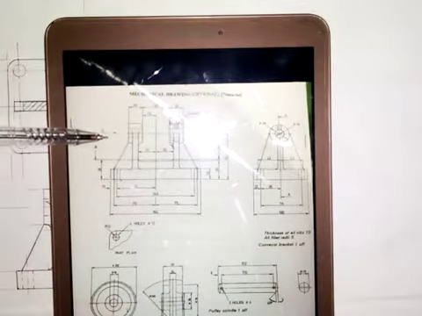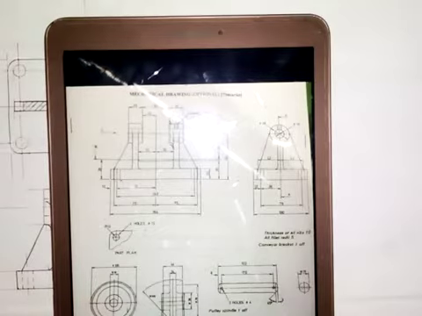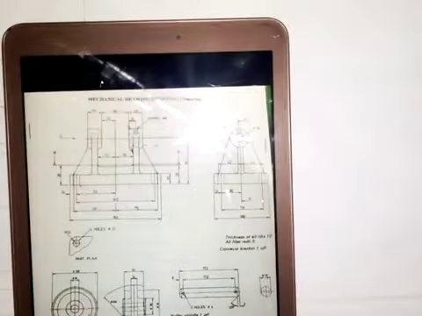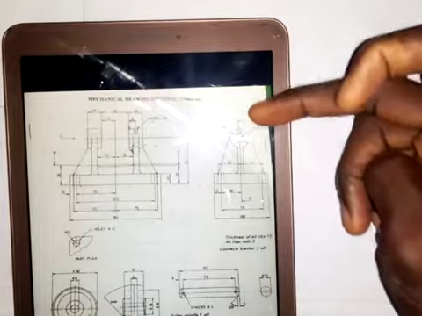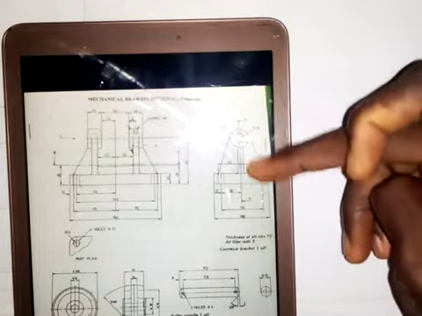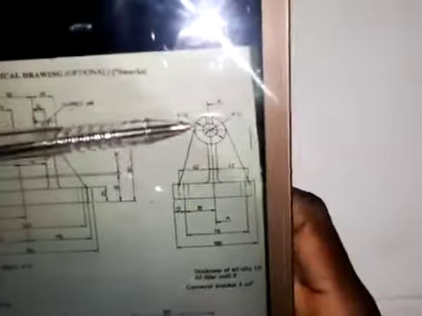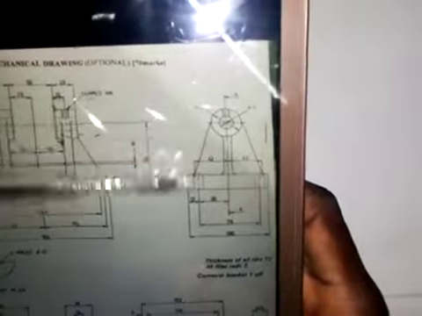So this is the arrow that they are talking about. So we are looking at it in this direction. So then, this is the line AA that we're asked to make use of as a cutting plane. So we're asked to make use of this line. Okay, so what we need to do.